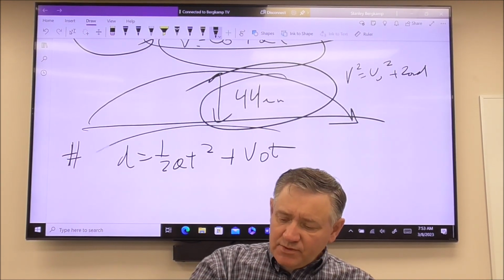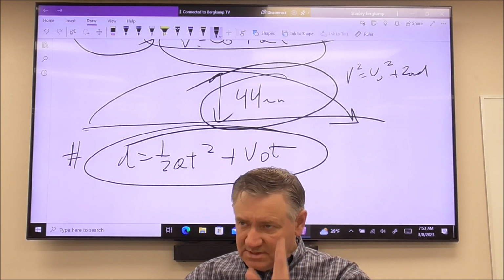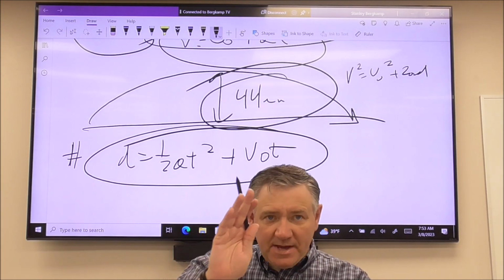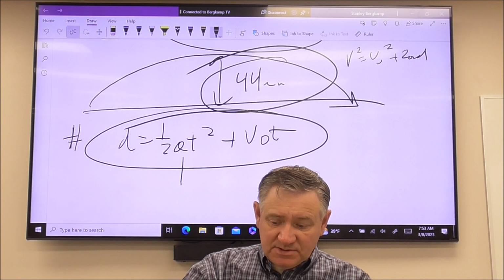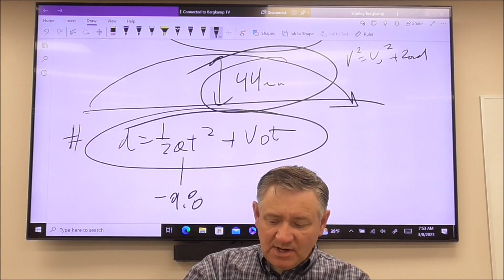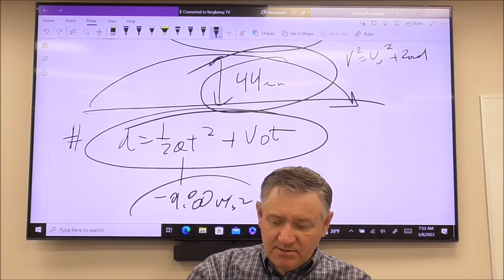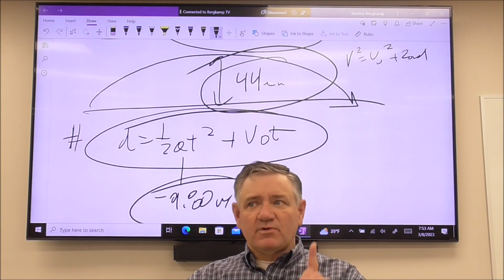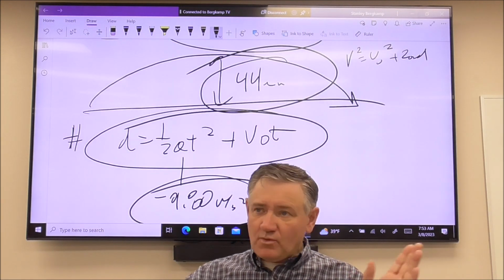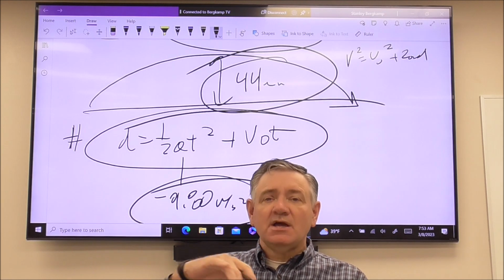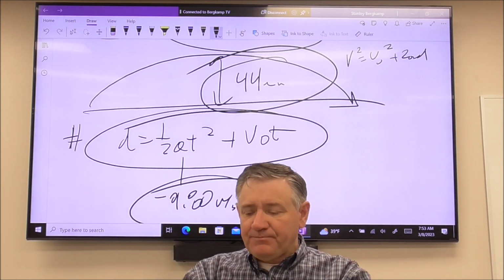The other thing that you could do is that you could use this equation. Make sure when you use this equation that that's a negative 9.8 meters per second squared, okay? This is the only way that works is if that's a negative value. Otherwise, you're adding 2 positive values and you get an answer that's way too big.